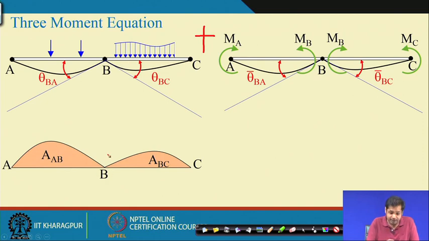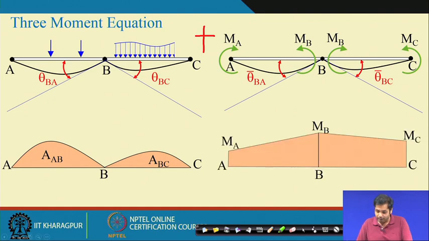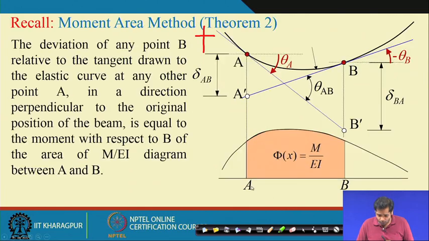The moment at B is 0 in this case, because rotation is not constrained here; rotation at B is allowed. So, moment will be 0 here. Similarly, the bending moment for this is this, where M A, M B, M C are the moments at A, B and C. Now, we need to recall one important theory, the moment area method.